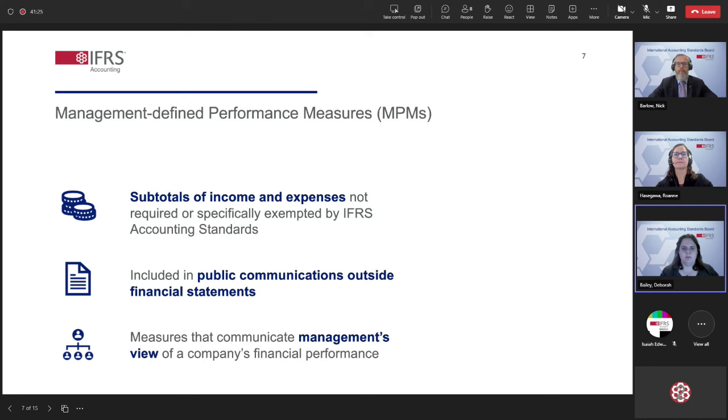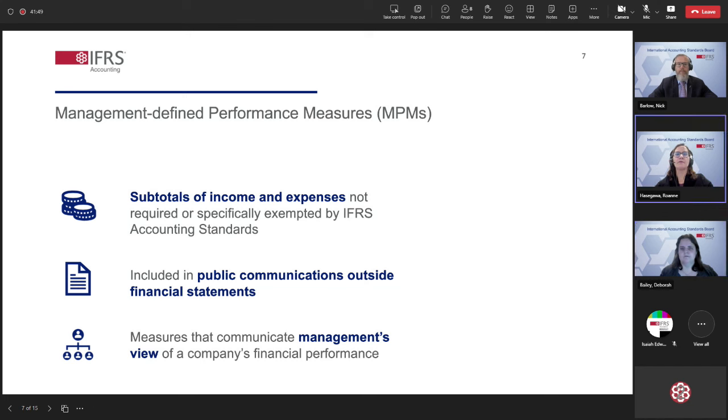So these subtotals and a few others are either listed in IFRS 18 or are required to be presented or disclosed by other IFRS accounting standards. And the reason why these are not in scope is because these subtotals are commonly used in financial statements and are already well understood by investors. And therefore, providing the MPM disclosures for such measures would not provide useful information.